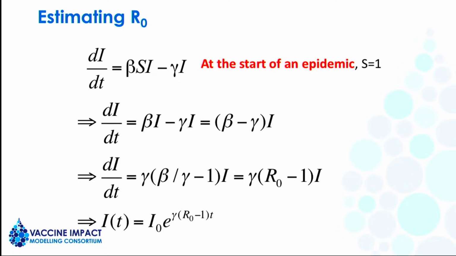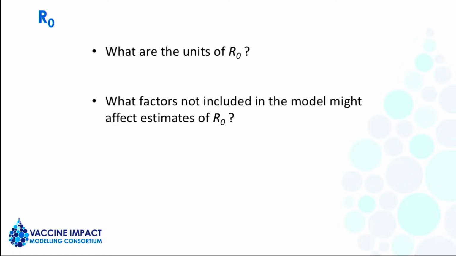We're thinking about the beginning of an epidemic, everyone's susceptible, and then we can use that to get an idea of R naught, given we've got appropriate data on that stage. So we might have a couple of questions around this. What are the units of R naught, and what factors not included in this model might affect the estimates of R naught? There's loads.